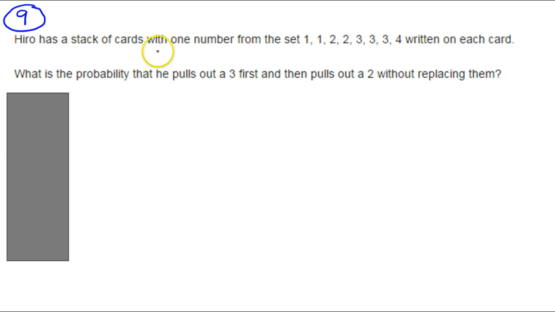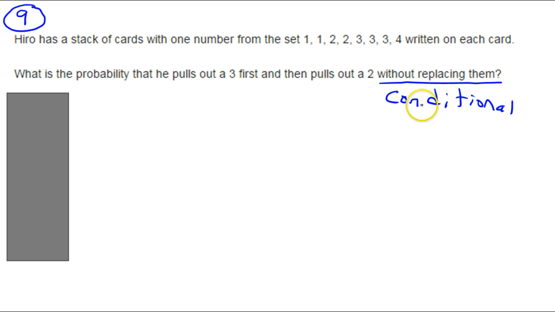Hero has a stack of cards with one number from the set 1, 1, 2, 2, 3, 3, 3, 4 written on each card. What is the probability that he pulls out a 3 first and then pulls out a 2 without replacing them? Okay, it's this without replacing them part that lets you know that we're talking about conditional probability.